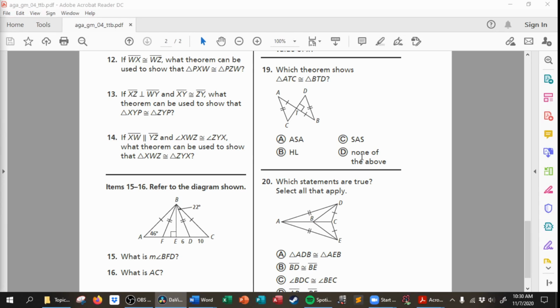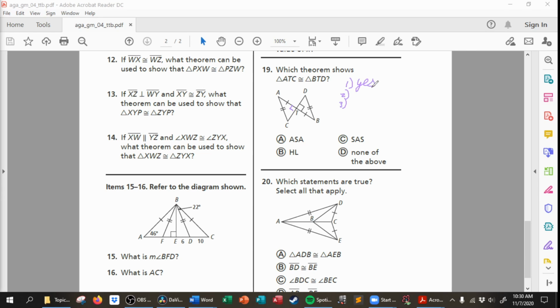All right, guys, question number 19. Which theorem shows triangle ATC is congruent to triangle BTD? This one's pretty easy. Let's look at it really quick. Let me get the pen up. So right here, we know by the reflexive property, vertical angles theorem, that those two are congruent. And because of that, I can see that my 3 questions are a yes.